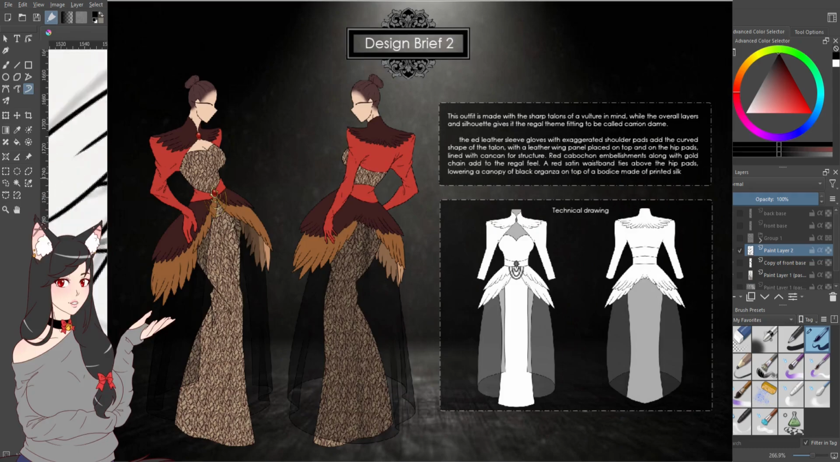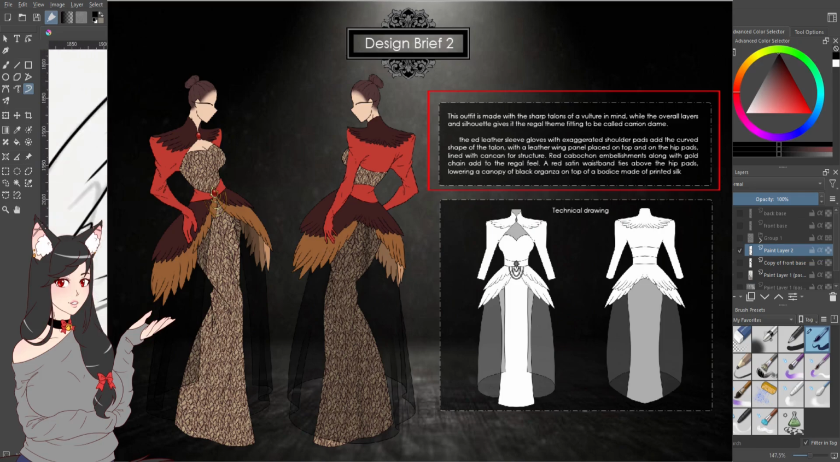Design brief 2, which is my more so gala inspired look, which is made inspired by the sharp talons of a vulture in mind, while the overall layers and silhouette gives it the regal theme fitting to be called Carrion Dame. The red leather sleeve gloves with exaggerated shoulder pads add the curved shape of the talon, with a leather wing panel placed on top and on the hip pads, which are lined with can-can structure. A red cabochon embellishment along with gold chains add to the regal feel, and a red satin waistband to tie above the hip pads, which lower a canopy of black organza on top of a bodice made of printed silk.